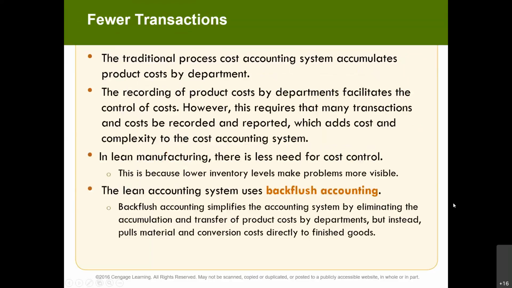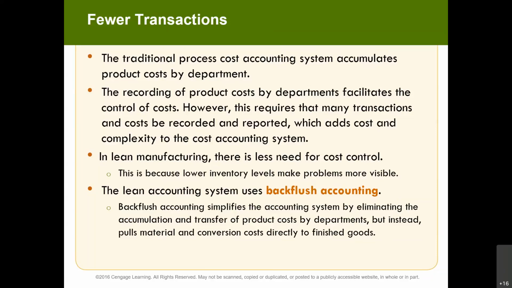So having fewer transactions, what does this mean? As you know, with the traditional accounting system, we have a lot of processes and a lot of movement across departments. So the recording of product costs by departments facilitates the control of costs. However, this requires a lot of different transactions, and the costs must be recorded and reported, which adds complexity to the accounting system. In other words, the more movement of materials from one department to another, the more transactions there are. In order to limit that, we might combine the transactions together into a few journal entries.